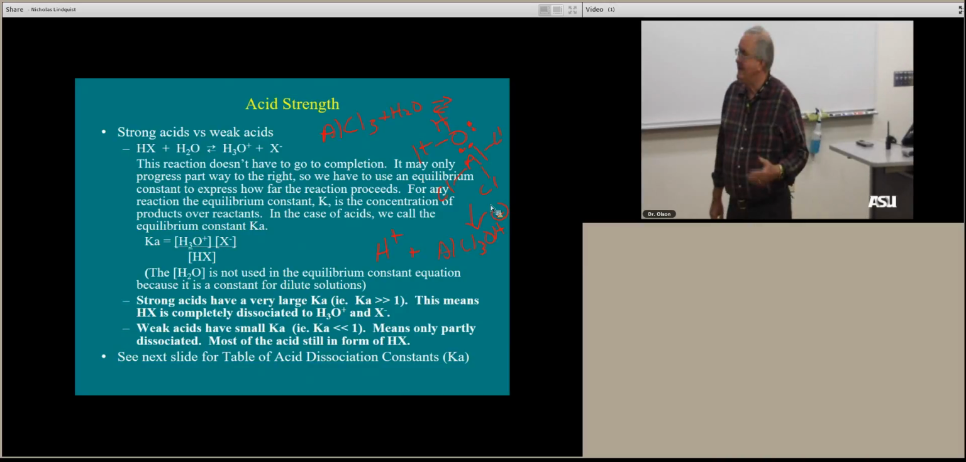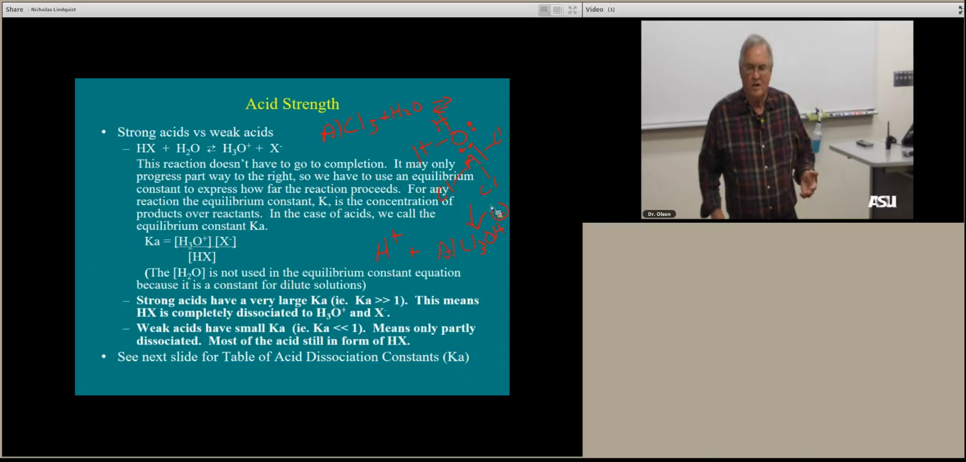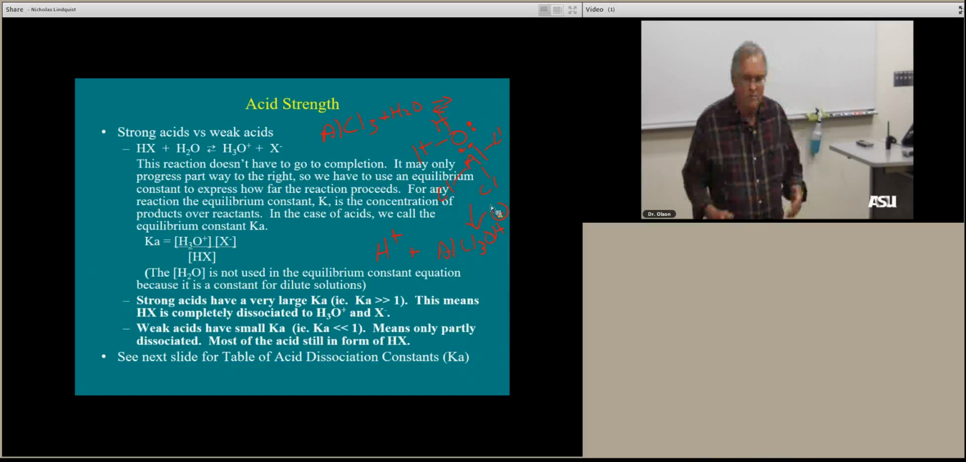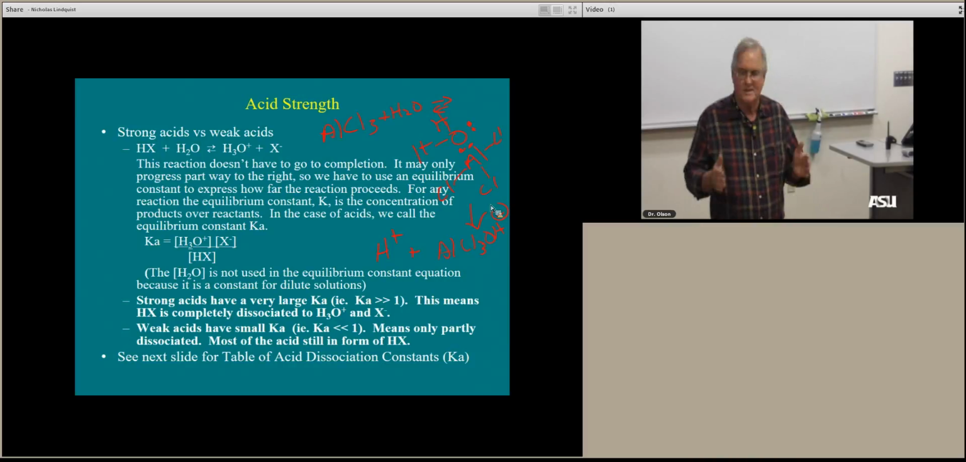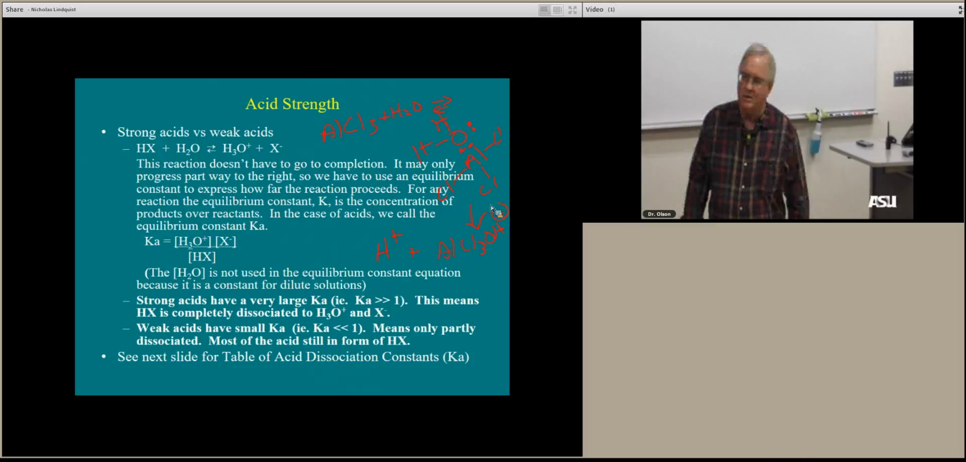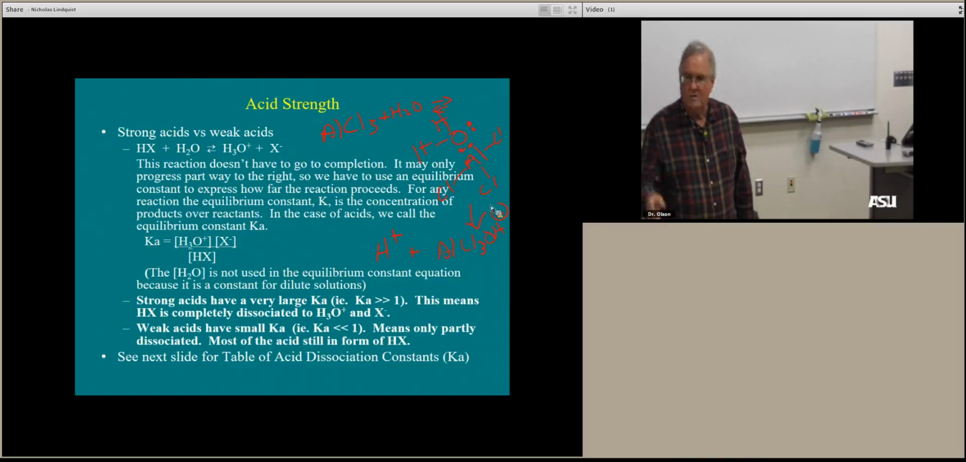So the idea is that for a strong acid, you don't really talk about equilibrium constants. The equilibrium constant is essentially infinity. And so for all practical purposes, if I say I have a 1 molar solution of hydrochloric acid, what I really have is 1 molar H3O plus and 1 molar Cl minus. Okay? It's completely dissociated. I don't need an equilibrium constant.